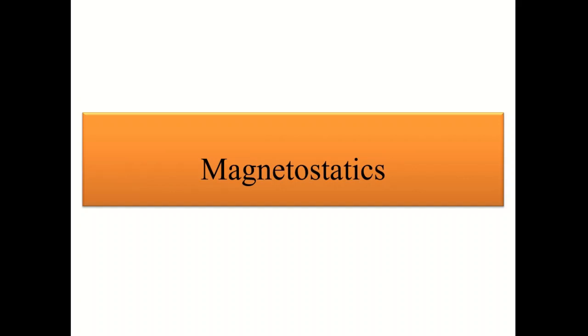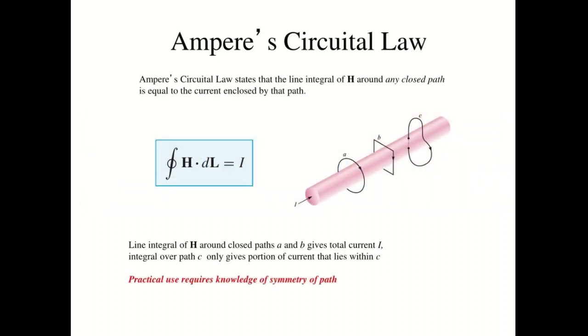Today we are going to discuss magnetostatics. Some topics we are going to discuss. First, we will discuss Ampere's circuital law. First we will go through the statement. This law states that the line integral of H around any closed path is equal to the current enclosed by the path. Now let me explain this one.